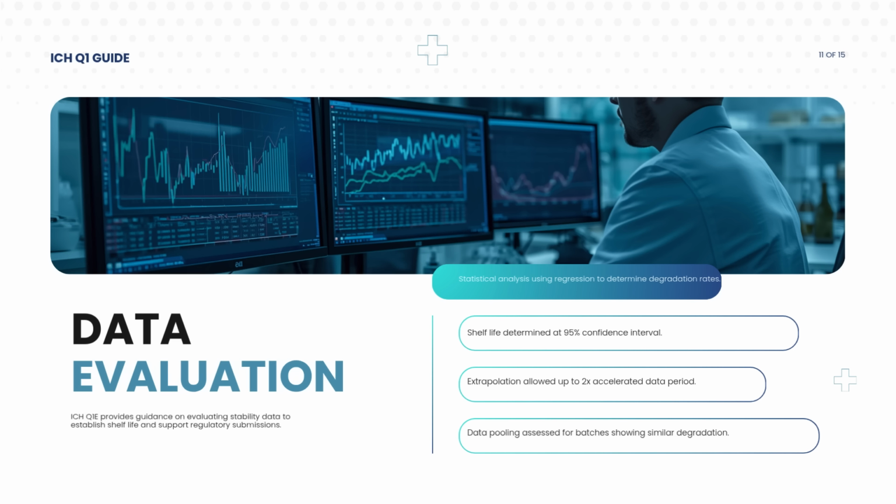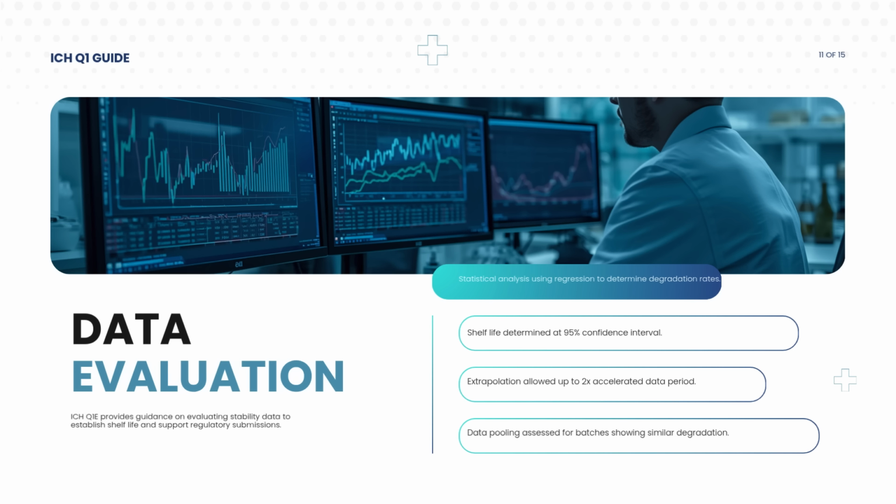Another crucial point is the concept of extrapolation. That is, ICH Q1E permits extrapolation up to two times the period of accelerated data. This means we can forecast stability over a longer time than initially tested, provided the data supports it.